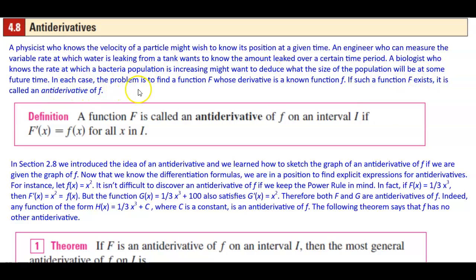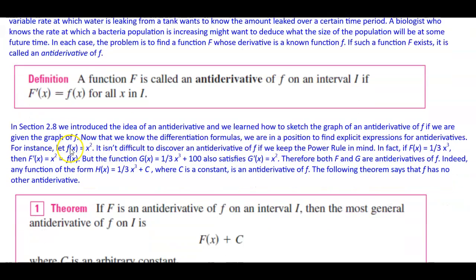In each case, the problem is to find a function capital F whose derivative is a known function lowercase f. If such a function capital F exists, it is called an antiderivative of the function lowercase f. So the definition: a function capital F is called an antiderivative of lowercase f on an interval I if capital F prime of x is equal to lowercase f of x for all x in the interval I.